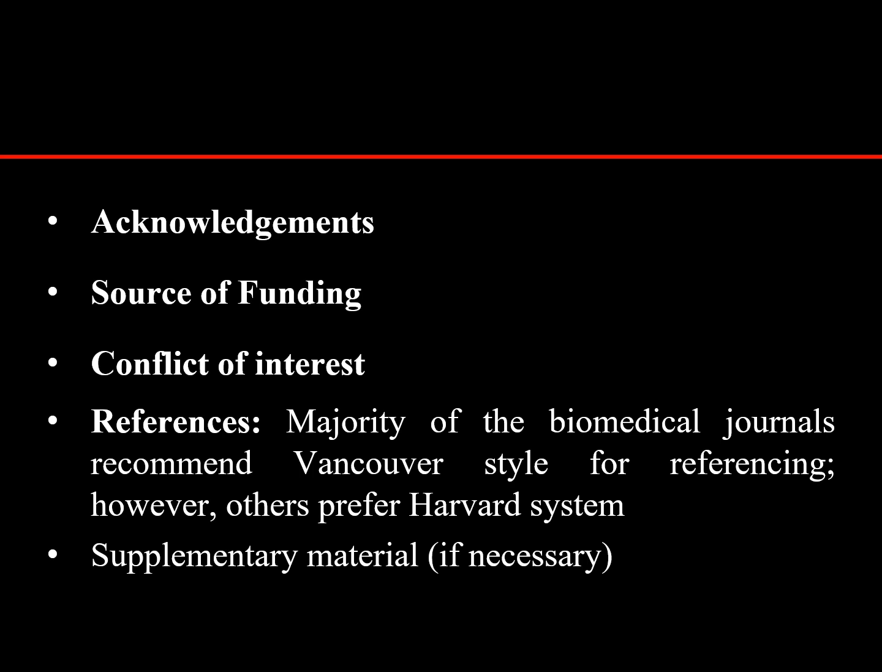The majority of biomedical journals recommend Vancouver style for referencing. However, others prefer Harvard style, which is called name-year style. Sometimes you need to supply other information for the reader, but you have limits in the journal according to the journal guidelines, so you can add these through the supplementary material if it is necessary.